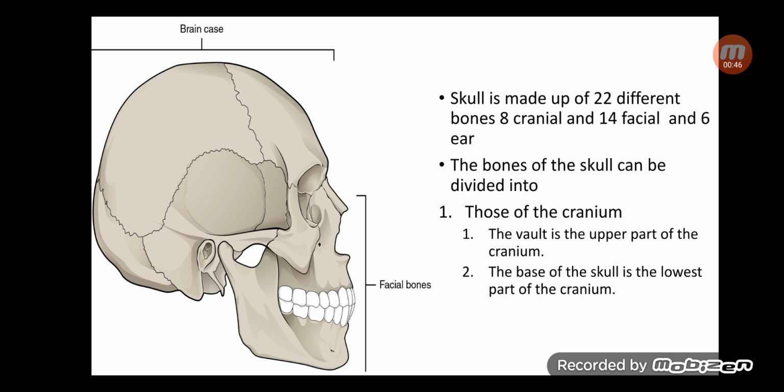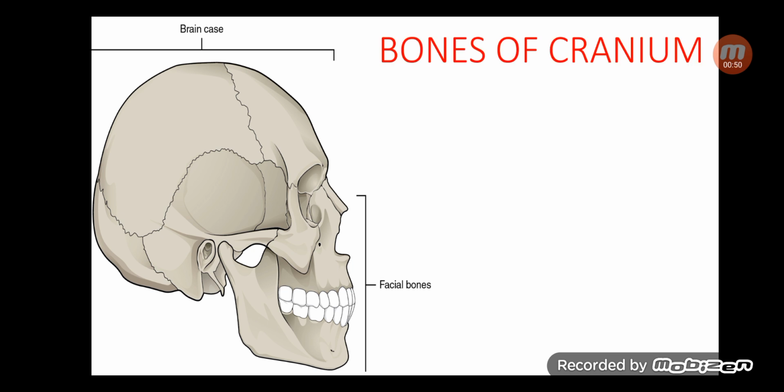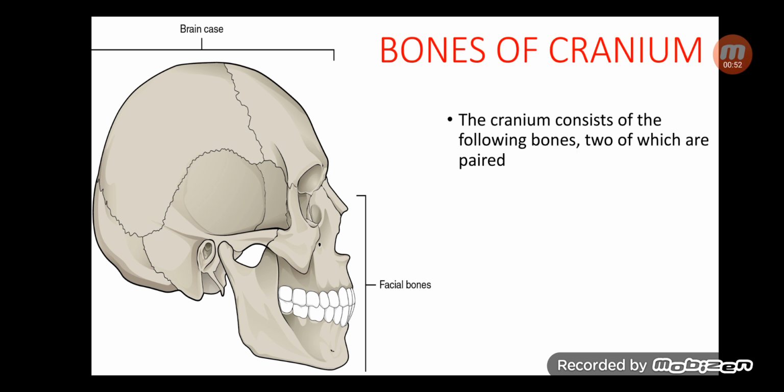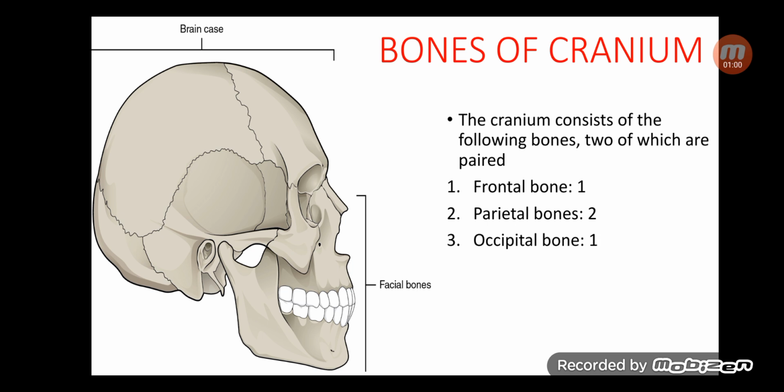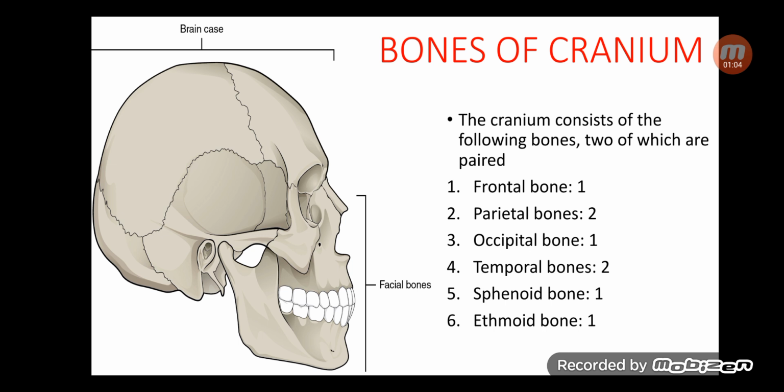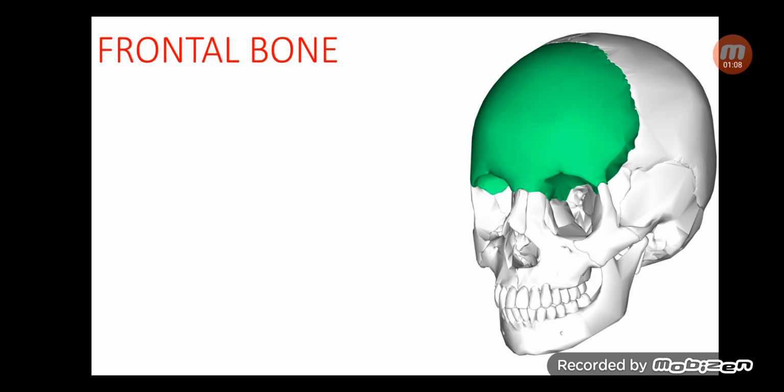The bones of the skull can be divided into those of the cranium and those of the face. The bones of the cranium consist of the following bones, one or two of which are paired: frontal bone, that is single; parietal bone, that is paired; occipital bone, that is single; temporal bone, that is paired; sphenoid bone, that is single; and ethmoid bone, that is single. So the parietal bone and temporal bone are the paired bones of the cranium.